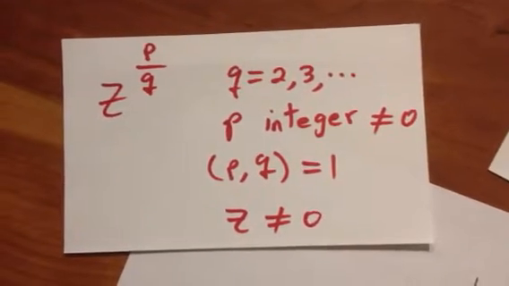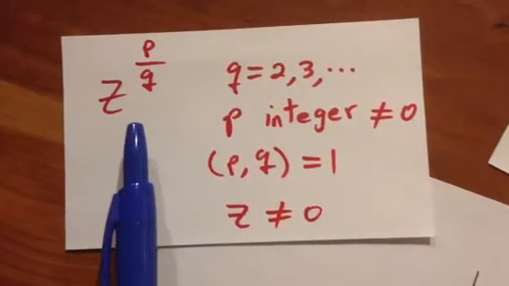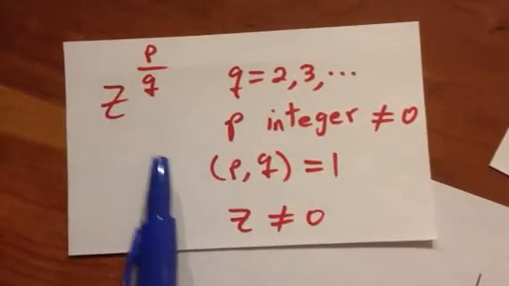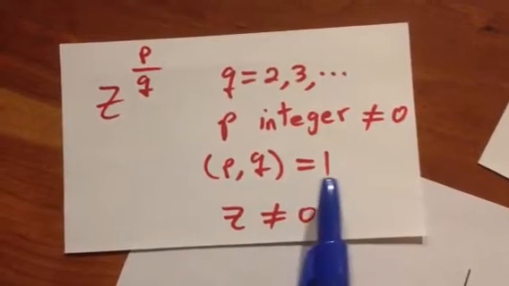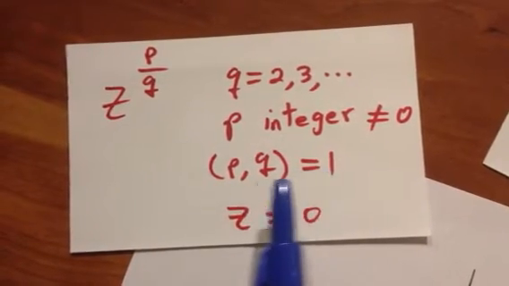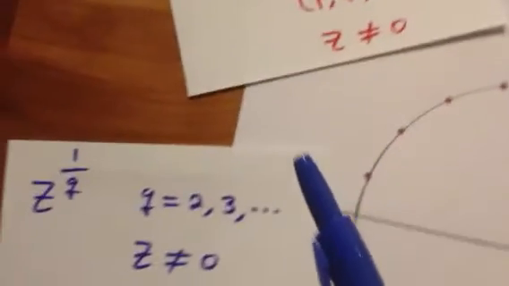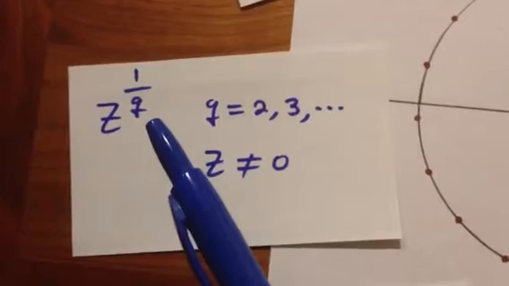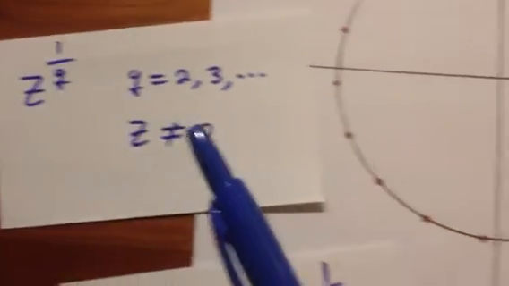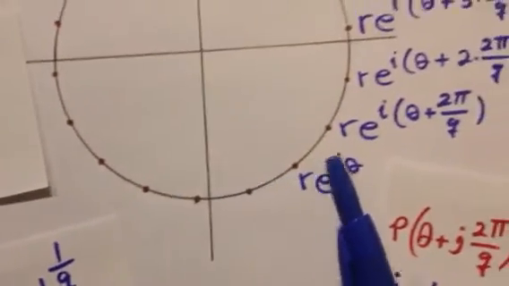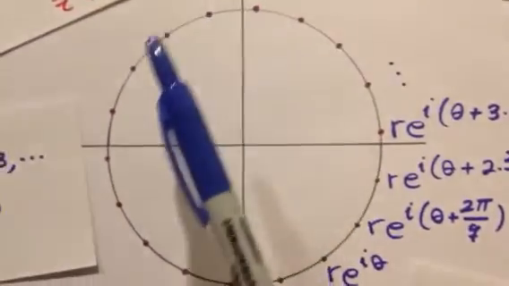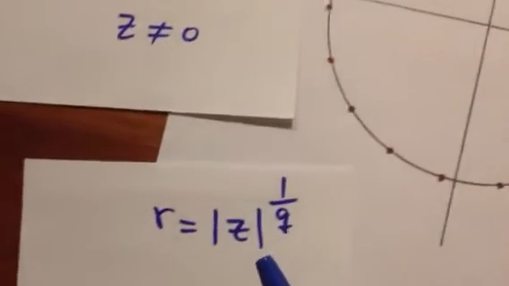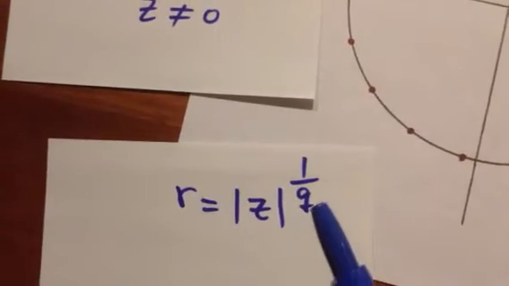Let's finish the argument that z to the power p over q has exactly q different values. Our main assumption is that p and q are relatively prime. We know that z to the power 1 over q has exactly q different values, and they are equally spaced on a circle of radius r centered at the origin, where r is the absolute value of z raised to the power 1 over q.